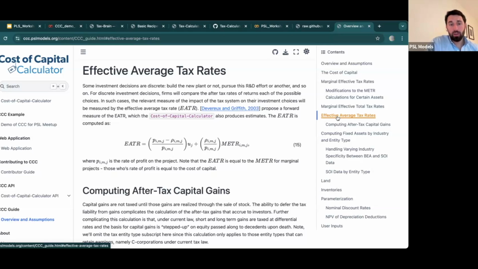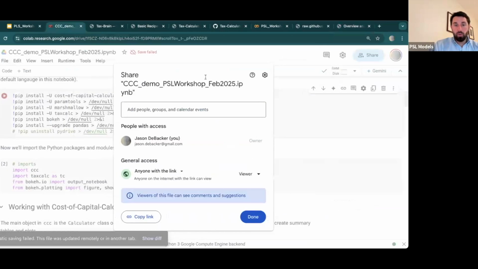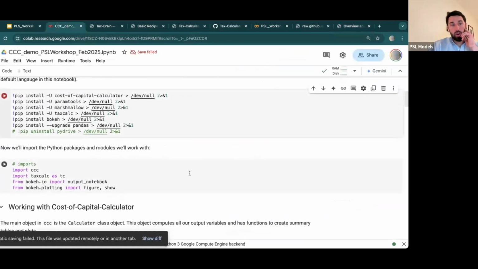Of which cost of capital calculator is one. And so we're going to see a lot of similarities in terms of how we specify changes in tax law and how we call methods to compute or simulate the model and then look at the results. Okay, so I have a notebook, as before, I'll share the link to the Colab notebook.